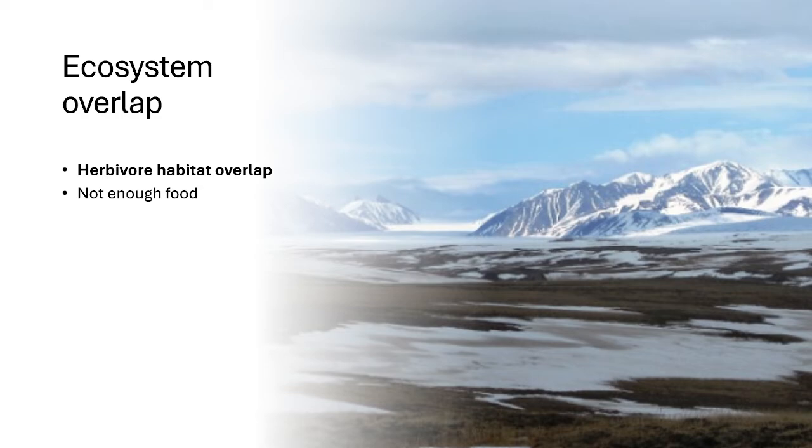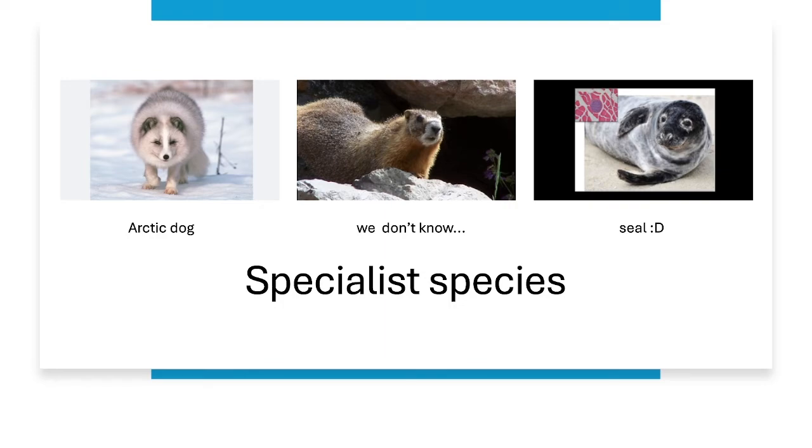Ecosystem overlap. Herbivore habitats overlap each other because there's not enough food in our region because of how cold it is and because of permafrost. Specialist species like our Arctic dogs and seals do specific things for our ecosystem that benefit certain things.